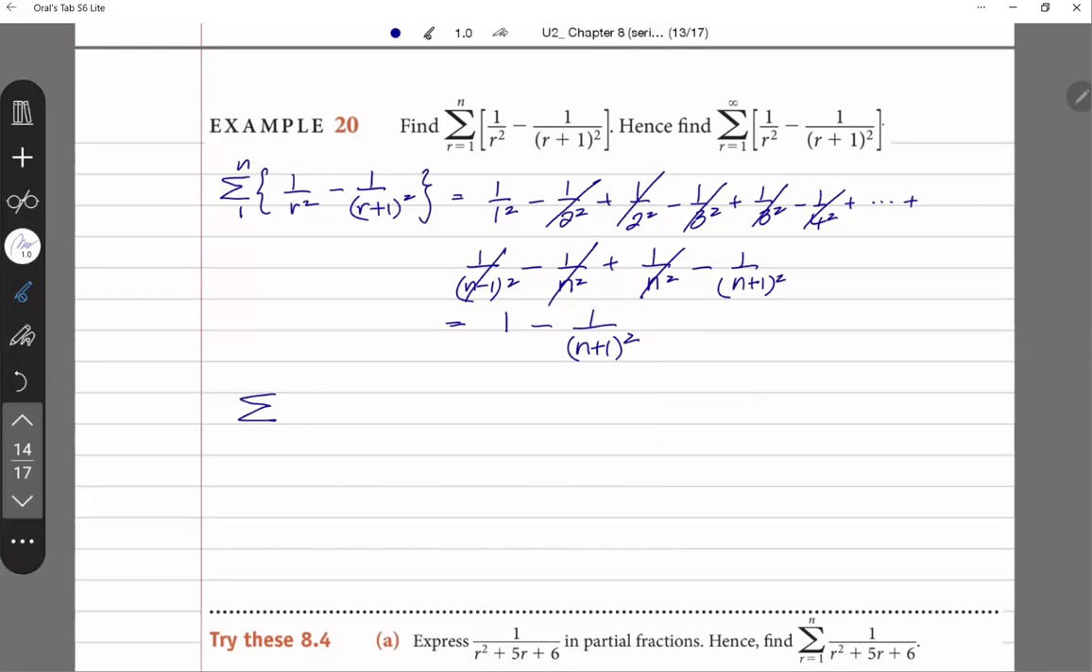And the last thing we're asked to do is to find the sum to infinity. We could simplify this if we wanted to, but in terms of calculating the sum to infinity, it's easier if you leave it the way it is. And so the sum to infinity would be 1 minus 1 over infinity plus 1 squared. And this is actually equal to 1 minus 0, which is 1. The sum to infinity is equal to 1.